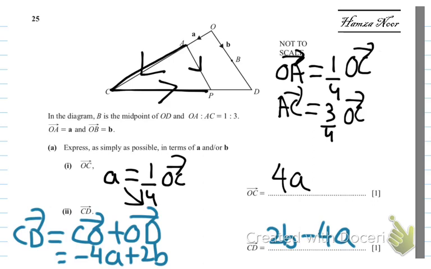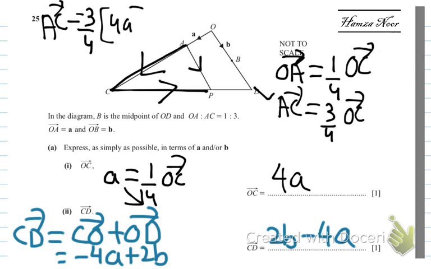First thing is that you need to find AC, and before the working of part 1 I made an equation over here. I made an equation AC is equal to 3/4 times OC, and what is the vector OC? Vector OC was equal to 4A, so AC is equal to 3/4 times 4A, and the 4 and 4 cancel. This means AC is equal to 3A.